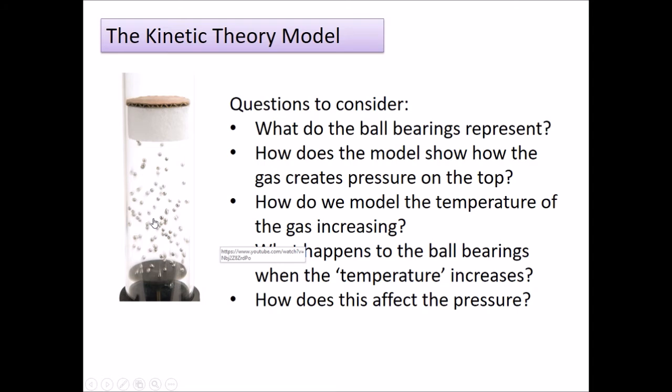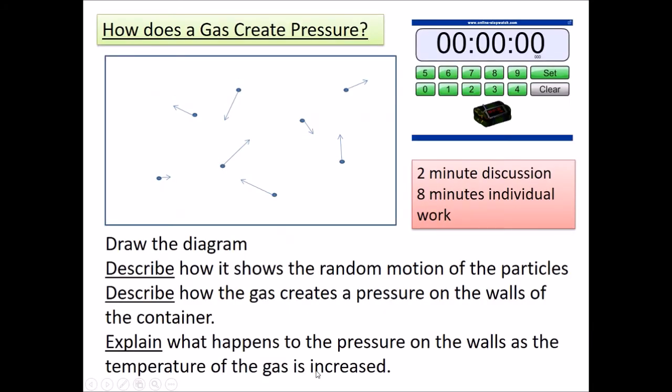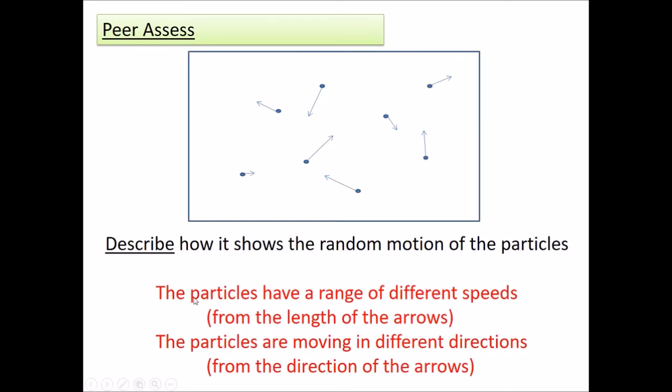Okay, we can model that in this kinetic theory model, where the ball bearings in here represent the particles in the air. Okay, so here's our explanation for this. So we've got, here are the particles in the gas, and 3 jobs that we're going to try to do. How does this diagram show the random motion of the particles? How does the gas create a pressure on the walls of the container? And then the explain one, the tricky part, what happens to the pressure on the walls as the temperature of the gas is increased?